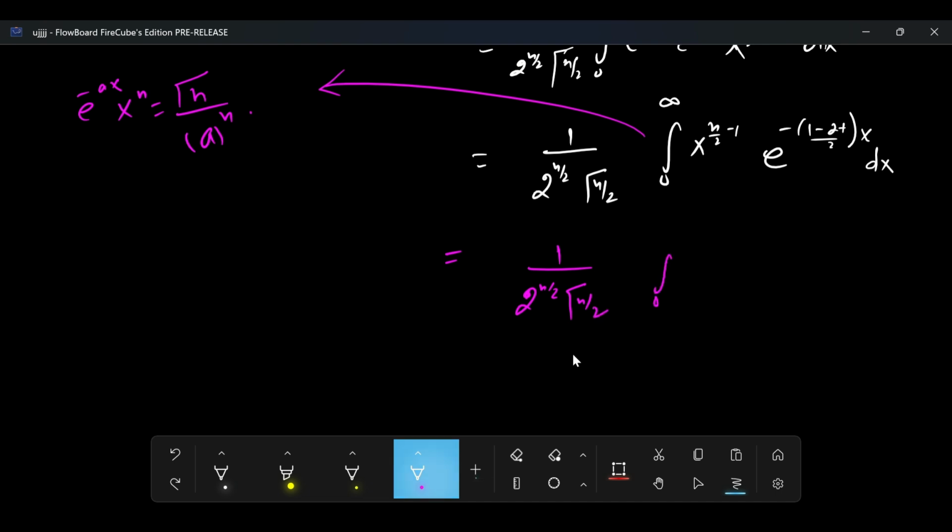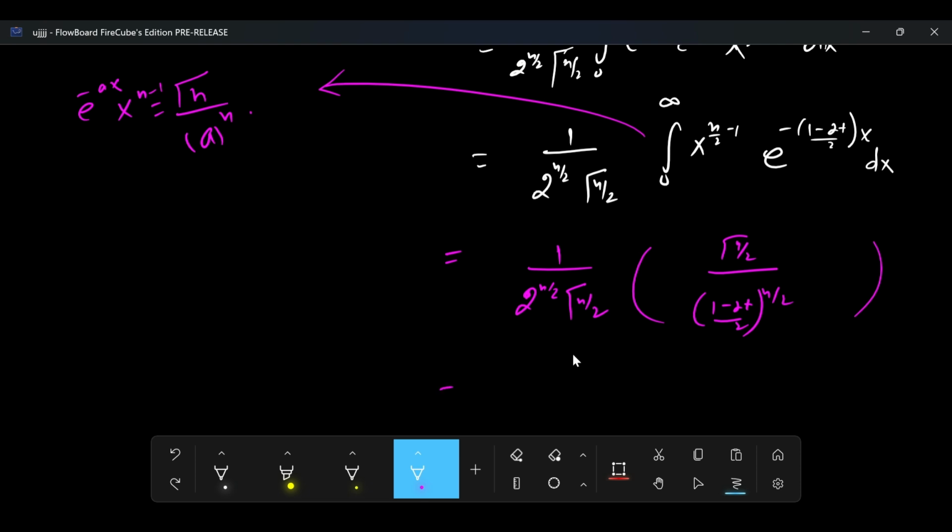So this is 1 upon 2 to the n by 2 gamma n by 2, integral from 0 to infinity. Or simply we can use the gamma integral here, in place of n we have n by 2. This is gamma n by 2 divided by a to the n by 2. What's a? A is my this. So I can replace a by 1 minus 2t upon 2, raised to the power n by 2.